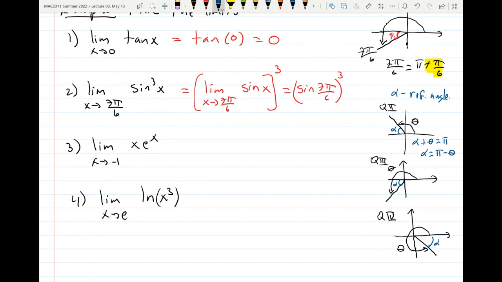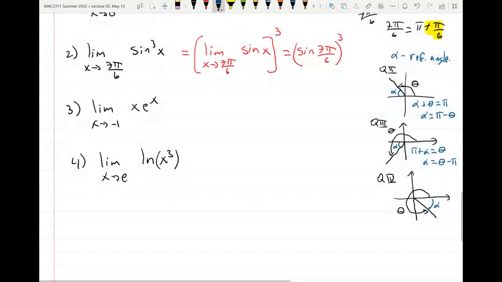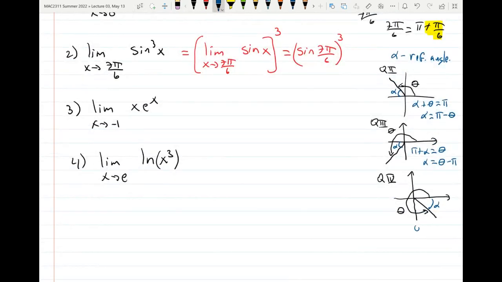Okay? In quadrant 3, which is our example, 7 pi over 6, the relationship is that if you do pi plus alpha, you get theta. So if you want to find the reference angle, just do theta minus pi. So if we take 7 pi over 6 and subtract pi, we're going to get our pi over 6, which is the reference angle. And in quadrant 4, the relation is that if you do theta plus alpha, we get the full revolution, which is 2 pi. So to find alpha, just do 2 pi minus theta. Okay? All right.